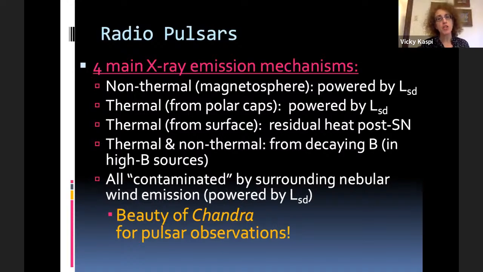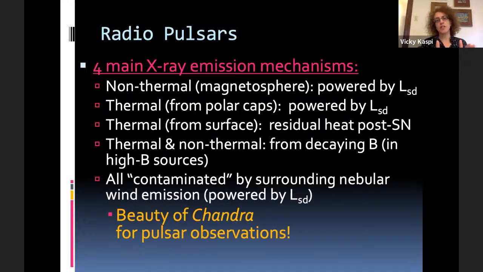But you can also have thermal emission from the entire surface, possibly extra hot near the polar caps, from residual heat following formation in the supernova explosion. So that would not necessarily be powered by the spin down luminosity. That has to do with the source's age. If it's very young, it'll be hotter. There's also a whole bunch of emission of energy that, as you heard about in magnetars, particularly thermal and non-thermal emission that can come from a very strong magnetic field that's decaying. And we think that's relevant only in the high B field sources.